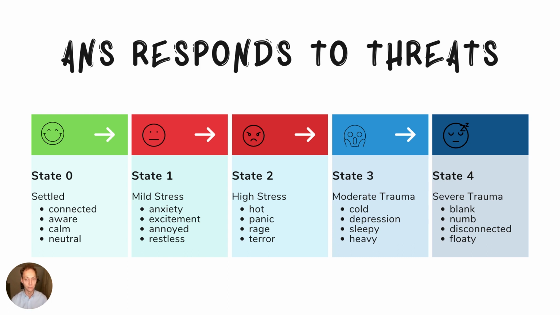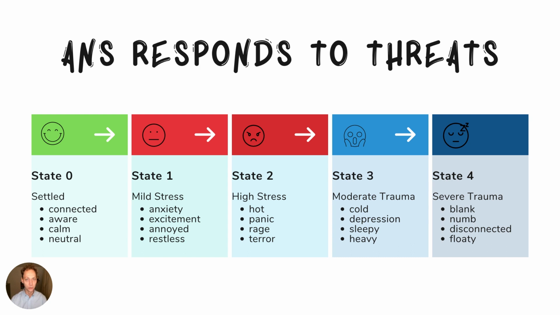So first, on the left, we got state 0. This is feeling stable and settled and alert. It's when there is no stress. You're just kind of hanging out. And you feel connected and aware of your surroundings and the other people there.